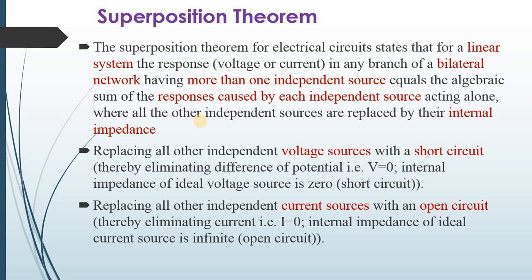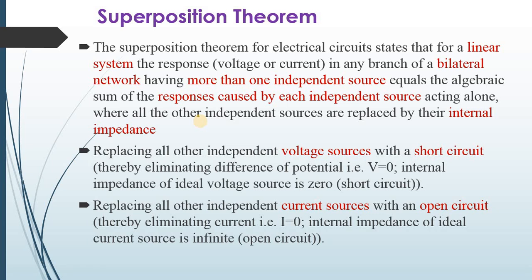The superposition theorem for electrical circuits states that for a linear system, the response, voltage or current, in any branch of a bilateral network having more than one independent source equals the algebraic sum of the responses caused by each independent source acting alone, where all the other independent sources are replaced by their internal impedances.